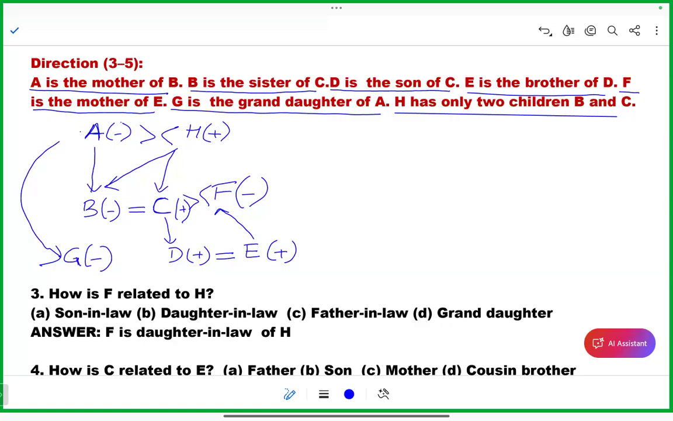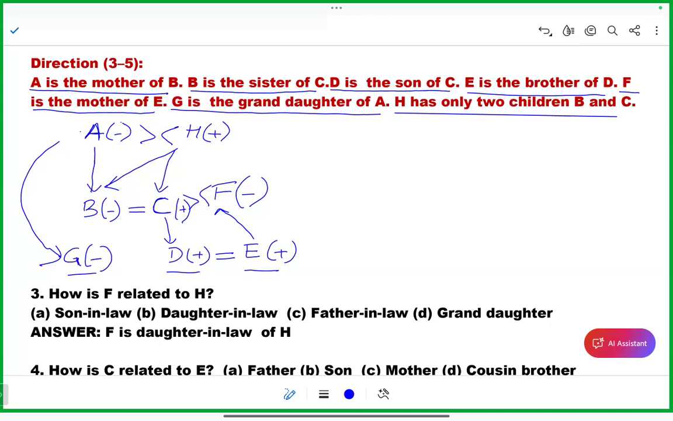Okay? But there is no relation given for whose child this is. Because all these are granddaughters. These two are grandsons of A and H. But we don't know from where they came. But let's not worry about that. Now let's look at the question.